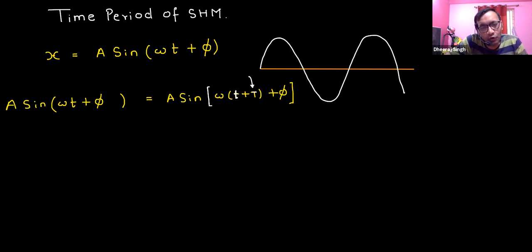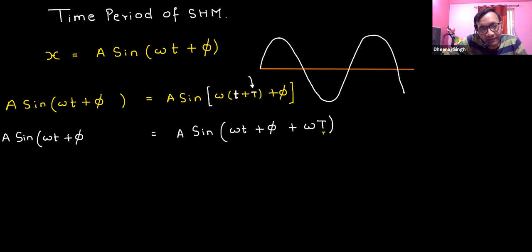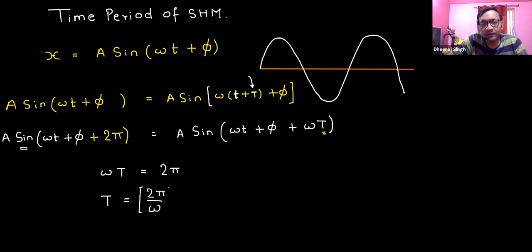Okay. So I can write it as A sine of omega t plus phi plus omega into capital T. Now I can equate it to A sine omega t plus phi. If I equate it, I'll get T equal to zero. But I can as well add 2 pi to it, because 2 pi is the minimum cycle of the sine. So even if I add 2 pi, they should be equal. So now if I compare it, I'll get omega into time period equals 2 pi, or the time period of SHM is 2 pi by omega. So you can see how nicely it fits in. Omega square was a constant of proportionality in the SHM equation, and the time period is 2 pi by omega. So frequency is 1 by time period, that is omega by 2 pi.